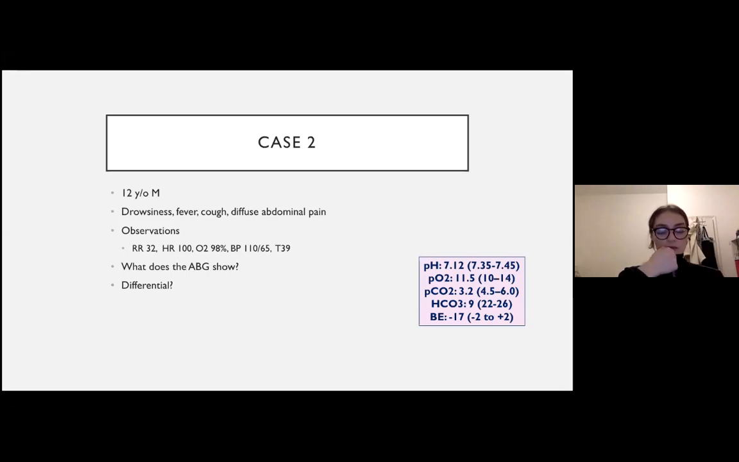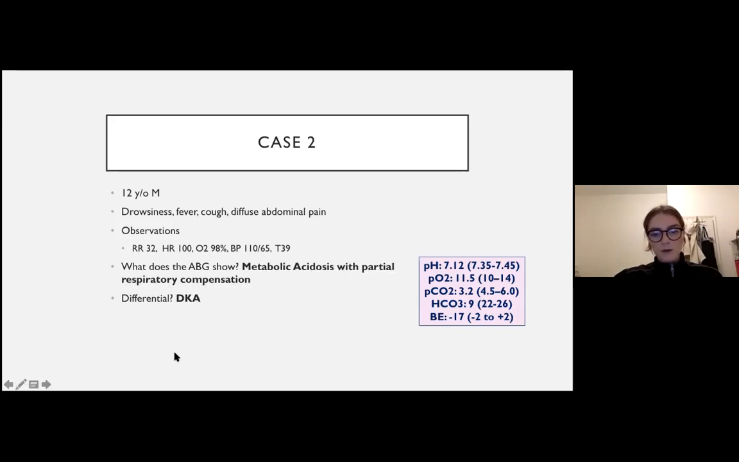So anyone have any ideas of the differentials? People have been saying DKA. Yeah, so this is a typical DKA case. Young patient comes in, they've got abdo pain. He's got a fever, which has probably triggered this DKA. Very non-specific symptoms. You do a gas and that's what shows up. It's a really important presentation and very important not to miss because it can be quite dangerous. So metabolic acidosis with a partial respiratory compensation, and DKA is the presentation.